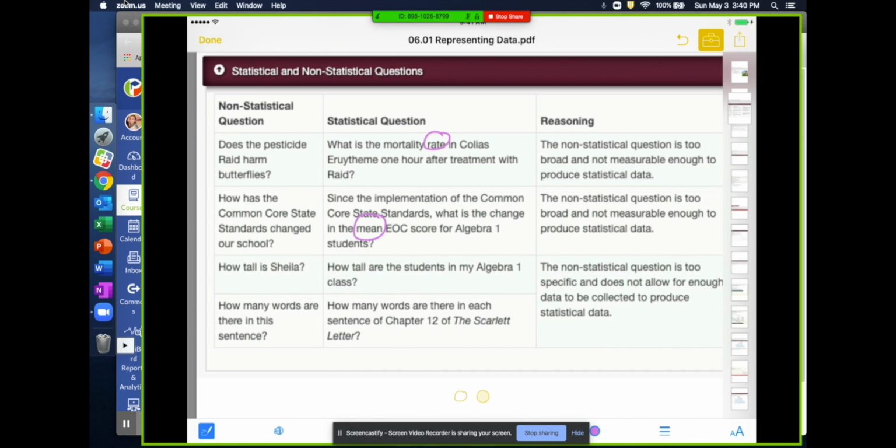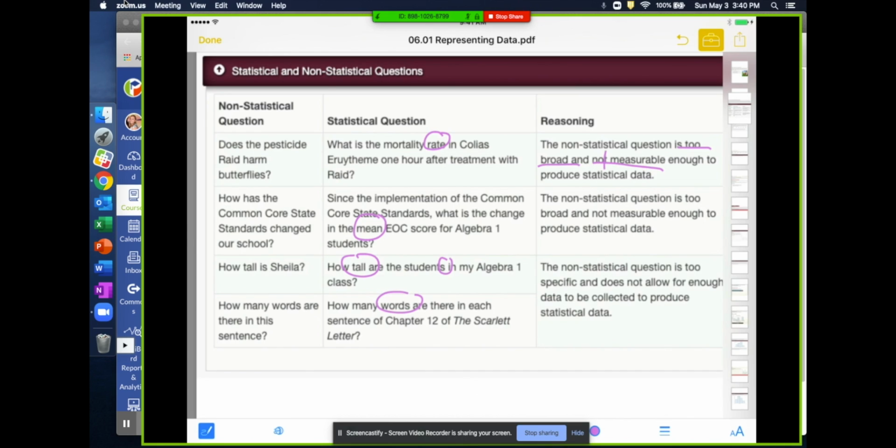It says, since the implementation of the Common Core State Standards, what is the change in the mean? So there's a statistics related word. How tall are the students in my Algebra 1 class? So it's not just the one person, Sheila, but it's more people included in the data set. And then how many words are there in each sentence of Chapter 12 of the Scarlet Letter?